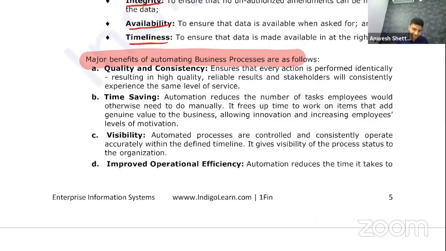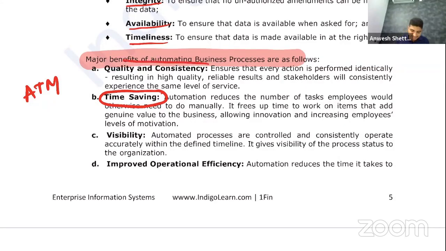Let's take the ATM example. I said earlier that in the old days, you would go to the branch and stand in a queue for 1 hour, 2 hours and all. But now at an ATM, it is just 5 minutes and you come out. Not even 5 minutes. If you know what to enter where, you can come out within 2 minutes. So that is time saving. Compared to earlier days, having an ATM saves your time.